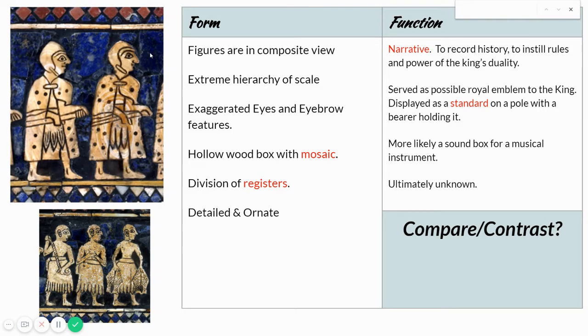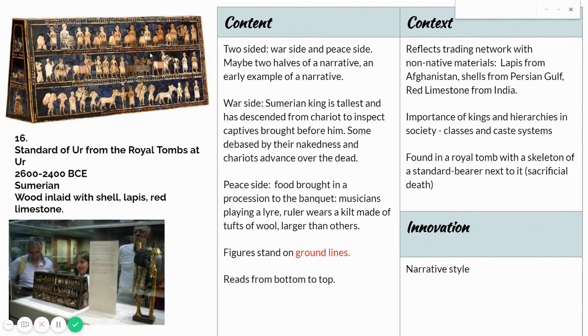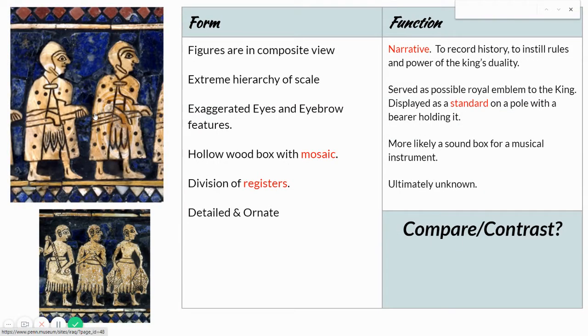In terms of form, we talked that it's a hollow wooden box with a mosaic coating. We have a division of registers, and the artwork is very detailed and very ornate. So let's talk about those registers. So we already talked about ground lines. So this line represents the ground line, okay, where the feet are standing, okay? Registers are when you have multiple, okay? So each row is considered a register, okay? So you have division of registers and it's detailed and ornate.